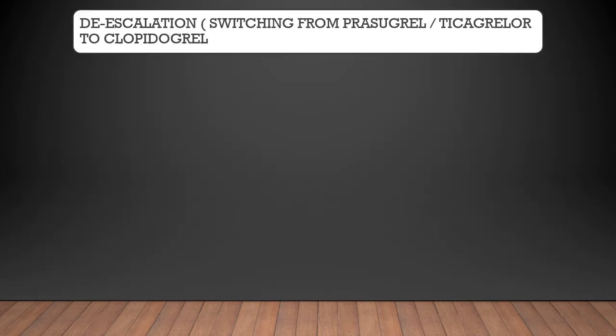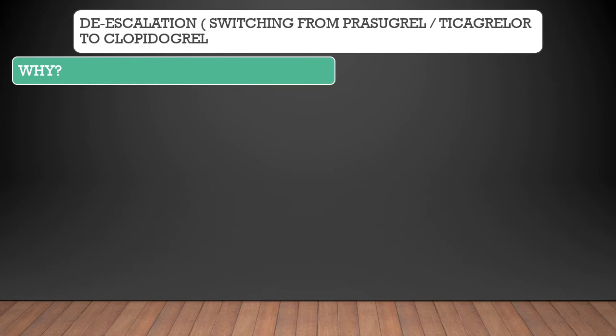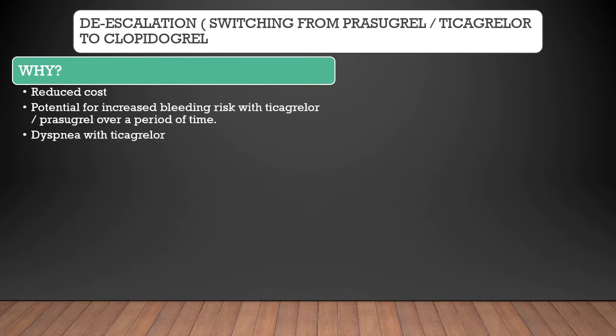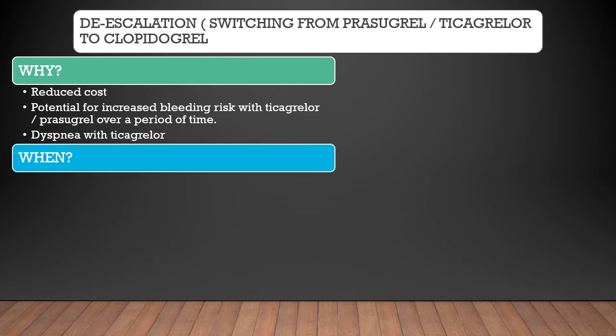So again, de-escalation is switching from prasugrel or ticagrelor to clopidogrel. When it is done, sometimes the cost associated with generic clopidogrel is less compared to that of ticagrelor and prasugrel, so that's one of the reasons. Potential for increased bleeding risk with ticagrelor and prasugrel over a period of time, particularly if they are used for more than 1 year. And the other indication might be dyspnea with ticagrelor.